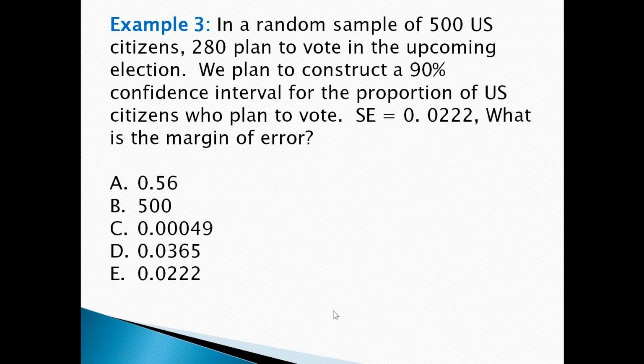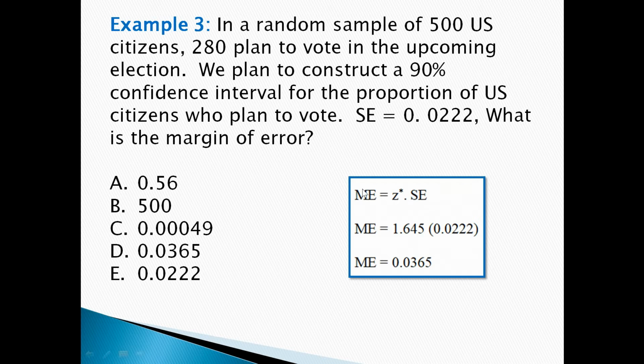Let's see example 3. In a random sample of 500 US citizens, 280 plan to vote in the upcoming election. We plan to construct a 90% confidence interval for the proportion of US citizens who plan to vote. We found from example 2 that the standard error was 0.0222. What is the margin of error? So we just saw that the margin of error is actually z-star times SE. The z-star for 90% from the StatKey is 1.645. The SE is given. You multiply both of them and you get the margin of error to be 0.0365.